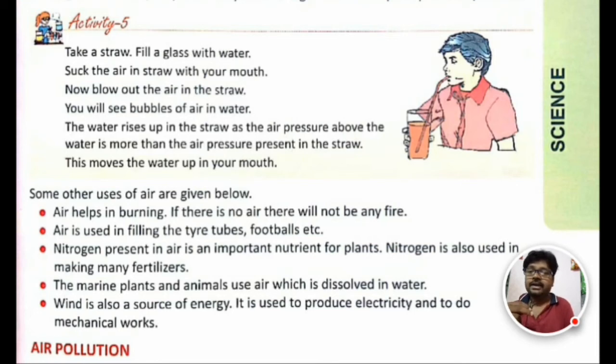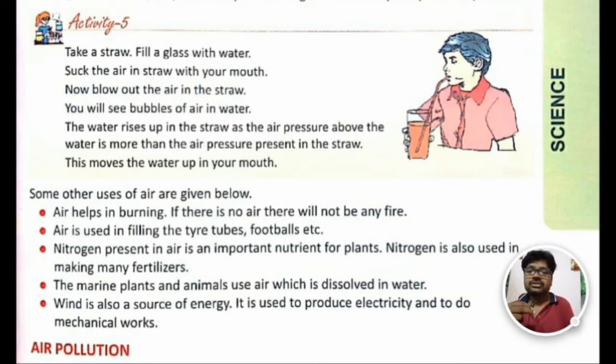Okay? Next, wind is also a source of energy. Wind, movement of air is called wind. You remember, students, what is wind? Movement of air. The air which is in motion, that is called wind. And it's also a source of energy. Moving air, or wind, is also a source of energy.